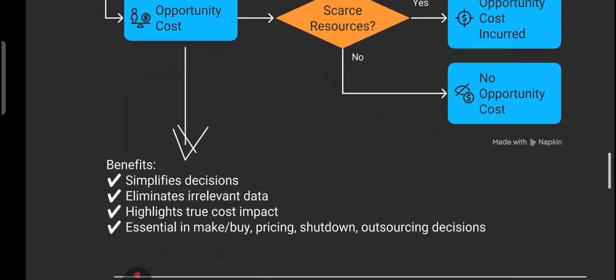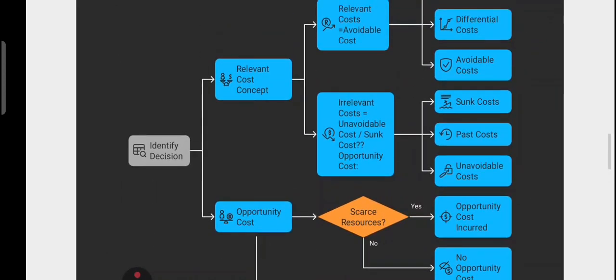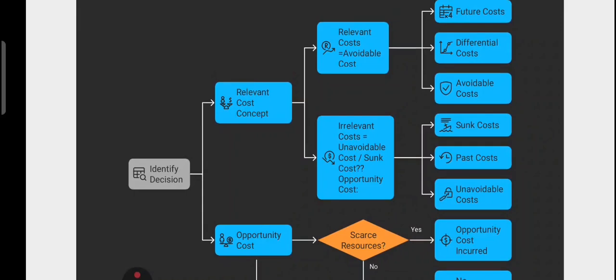So basically, the benefits are that it filters out the irrelevant data, it highlights the true cost implications, and it is very vital for pricing, investment and strategic choices. So basically, the moral of the story is that by focusing on what really matters, that is relevant cost, you empower yourself to make smarter, sharper and more strategic decisions.